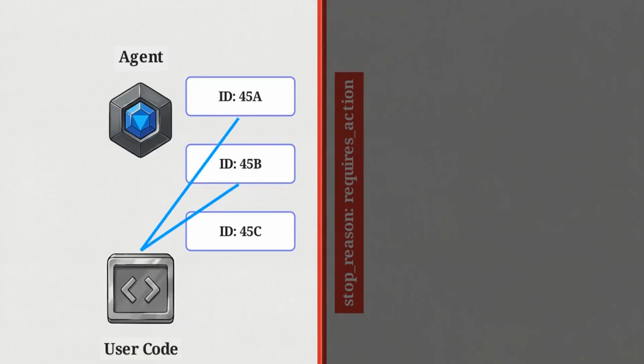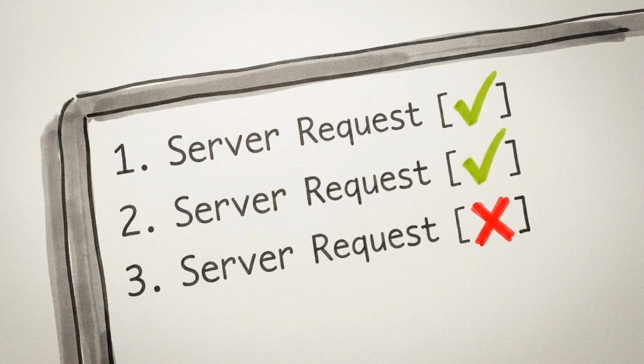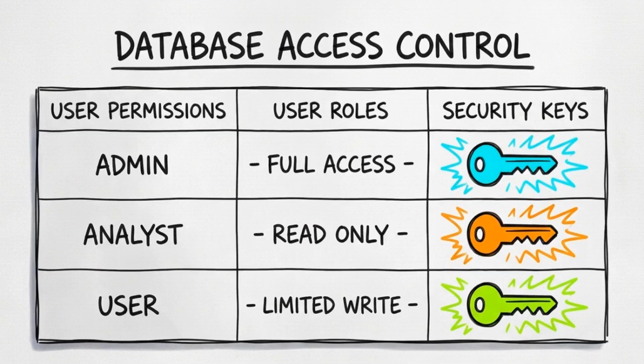Agents fire multiple tool calls at once. If your loop only processes the first call, the remaining requests are left unanswered. The session only unblocks when every single event ID in the array has a registered result. A robust implementation avoids this by iterating through the full array of event IDs on every loop to ensure no request goes unanswered.